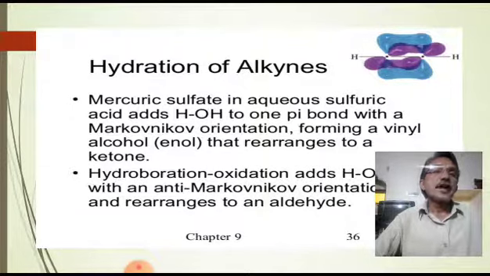If you observe the reaction with acetylene, when acetylene gas is passed into dilute sulfuric acid in the presence of HgSO4, that is mercuric sulfate, it gives vinyl alcohol. This vinyl alcohol is an unstable compound. Immediately, it undergoes rearrangement, giving rise to a stable product, that is acetaldehyde.